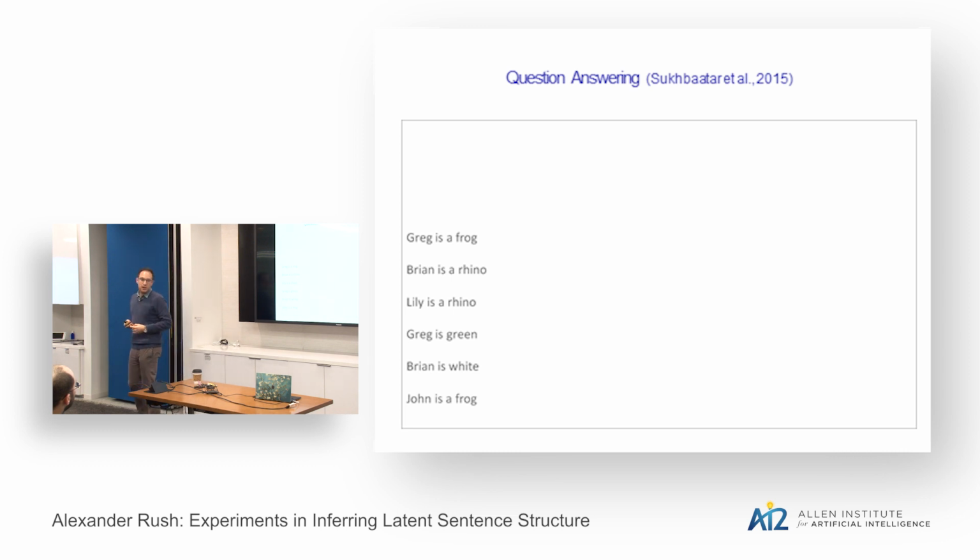So one very simplified version of question answering is this task, where we're given a knowledge base of 6 sentences. Greg is a frog, Brian is a rhino, Lily is a rhino, Greg is green, Brian is gray, and John is a frog.